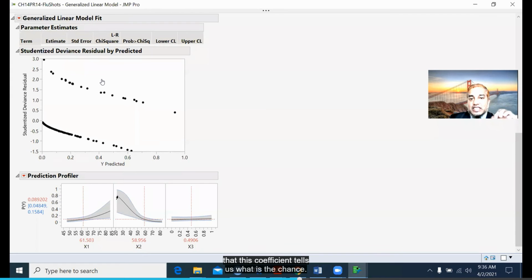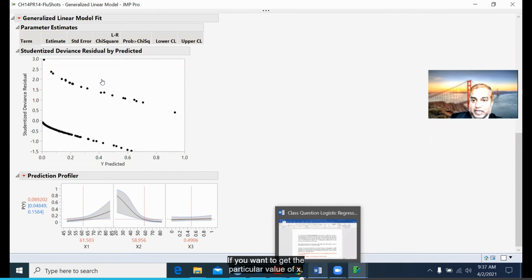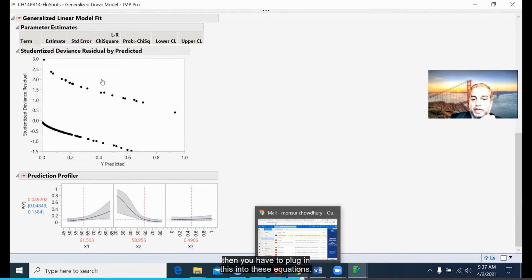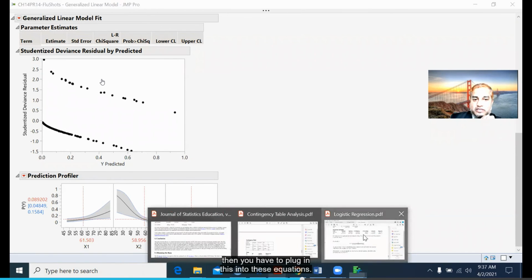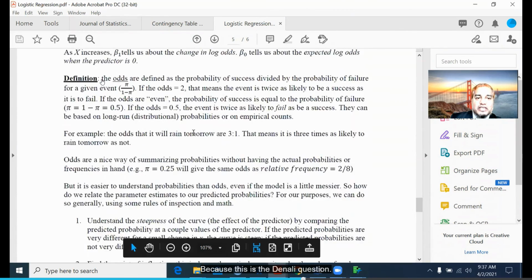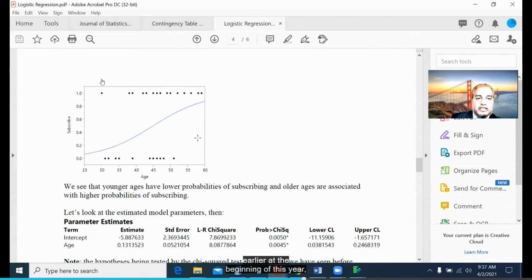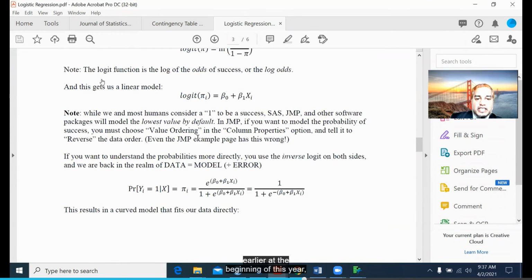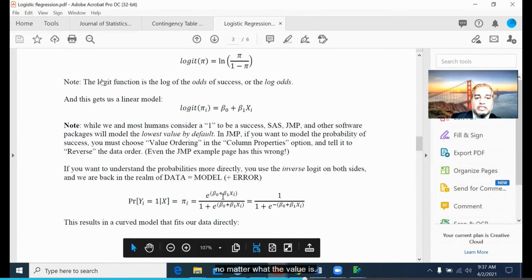that this coefficient tells us what the chance is. But this is not the exact value of the probability for a particular value of X. If you want to get the probability for a particular value of X, then you have to plug it into these equations. These are the equations. Okay? Because this is the general equation. If you go back, I showed you earlier at the beginning of this. No matter what the value is, if you have two variables, you just put in the other variable and then calculate these probabilities depending on the value of X.